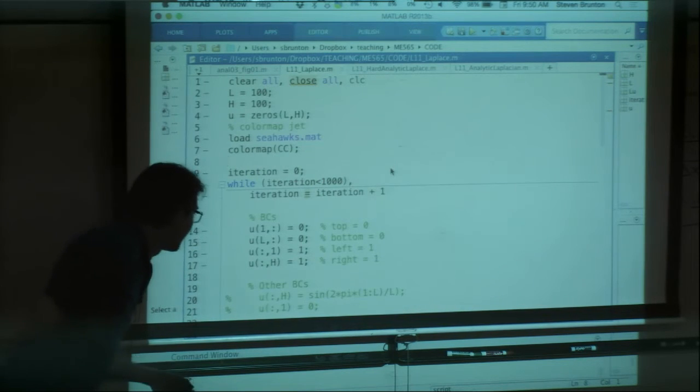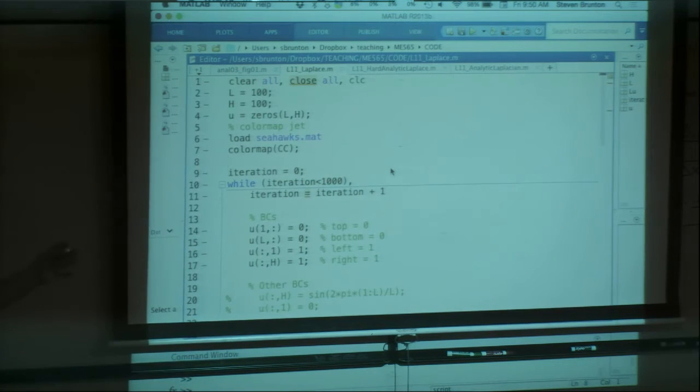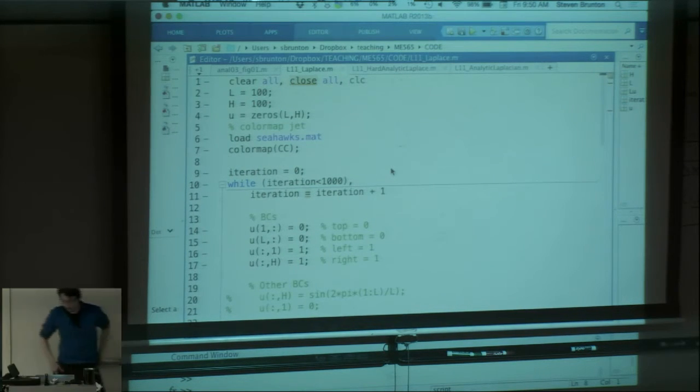This is completely general, but I'm going to have a temperature fixed at 1 on the left and the right. Okay? We could do something else if we wanted.